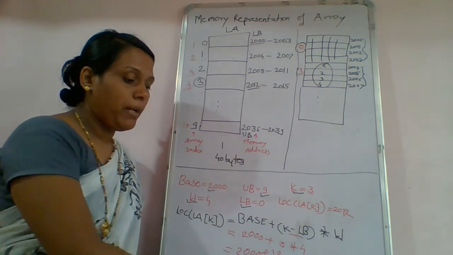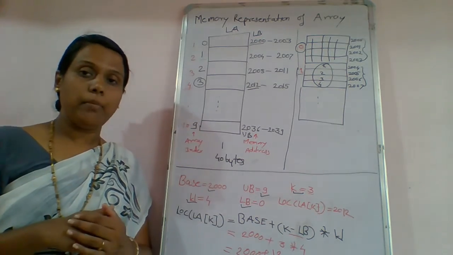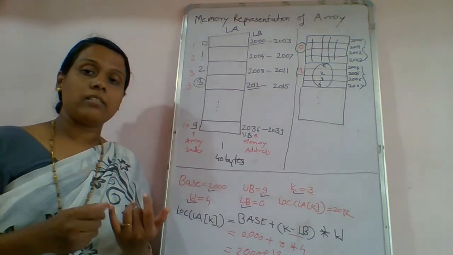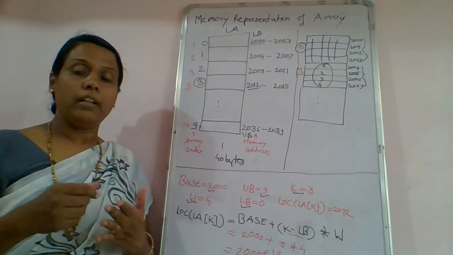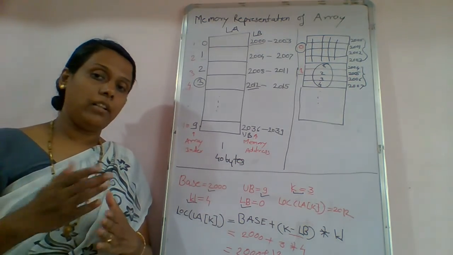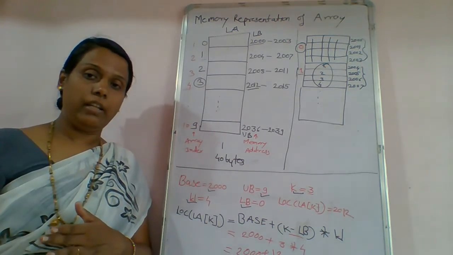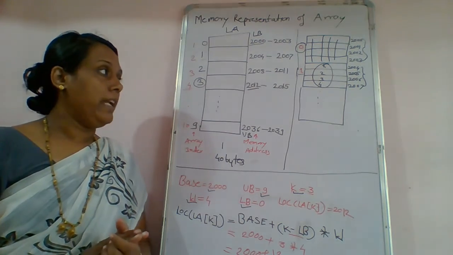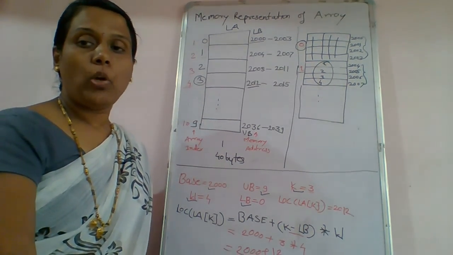So it depends on which type of data you are going to store in memory. Depending on whether it is an integer, double, float, or character, it changes to different bytes: 4, 8, 1, etc. So like this, you can represent the memory of that array.